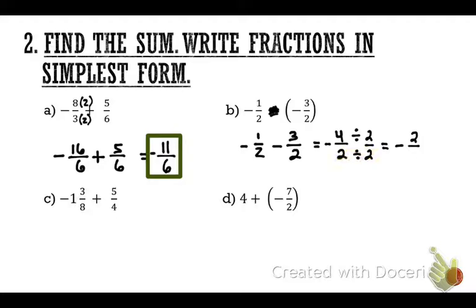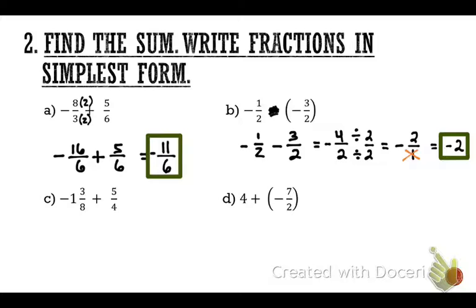Is there any way to reduce or simplify negative 2 over 1? What could I do? I could just simply get rid of this 1 at the bottom, and what am I left with? A negative 2. So my final answer is negative 2.